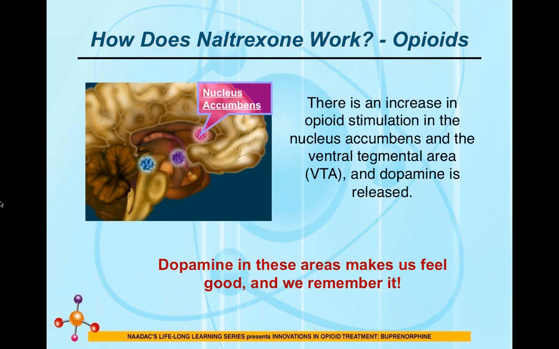So this is a medication that's widely available out there and covered by insurance. So let's talk about how it actually works in the brain. I've given you a little teaser, but let's go in deeper. Just to remind you, there is an increase in opioid stimulation in both the nucleus accumbens and the VTA. And because there's a stimulation in those two parts of the brain, dopamine is released. And remember, dopamine in these areas makes the body feel good, and that user remembers it.